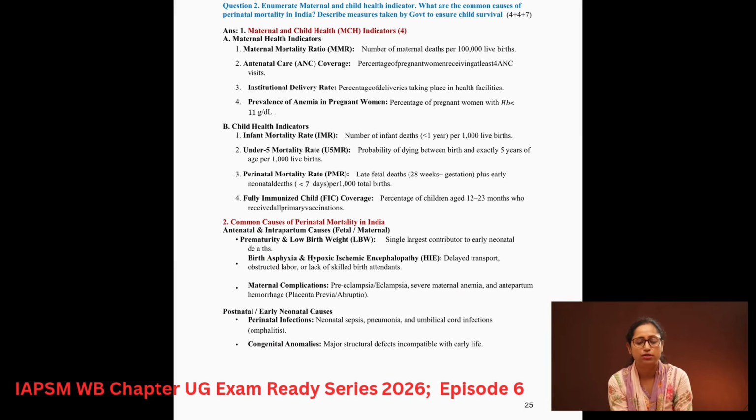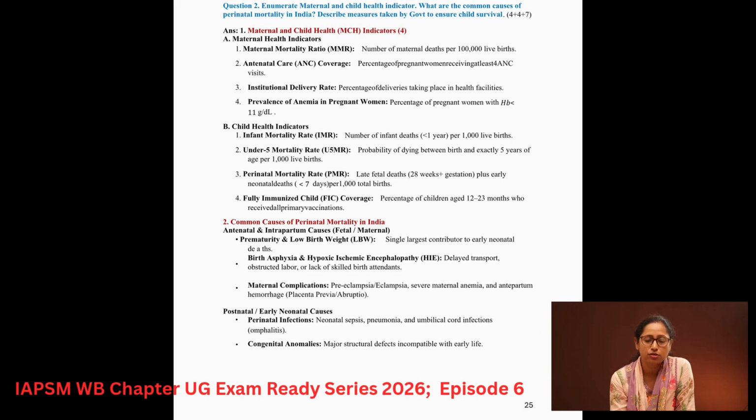Now, what are the common causes of perinatal mortality in India? If we talk about the causes, antenatal and intrapartum causes, which include both fetal and maternal causes, are prematurity, low birth weight, and that is the single largest contributor to early neonatal deaths. Birth asphyxia and hypoxic ischemic encephalopathy, delayed transport, obstructed labor, lack of skilled birth attendant, these factors are responsible for birth asphyxia and hypoxic ischemic encephalopathy.